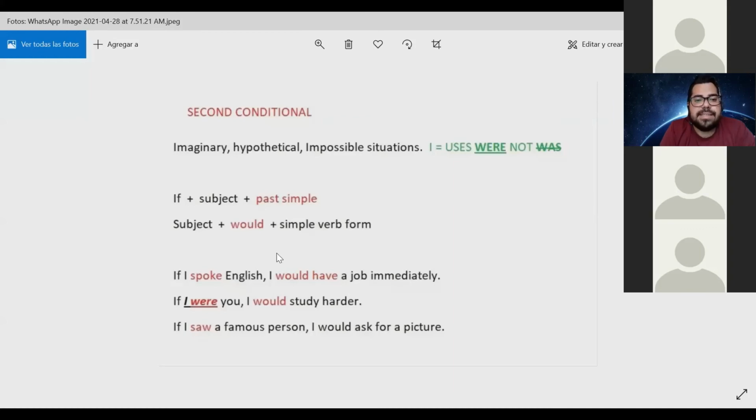Si yo hablara inglés, buscaría un trabajo inmediatamente, okay? Perdón, encontraría un trabajo inmediatamente, o tendría un trabajo inmediato. This is my case. Yeah, it happens, guys. Sometimes with English, we have a job immediately, right? Yeah, you're right. Yeah, it happens, guys, okay? I have to be honest. When I studied English the first time, with my title, I got a job very quickly, actually, with English. So look at this, guys. Imaginary, hypothetical, or impossible situations, okay? This is the case in here.